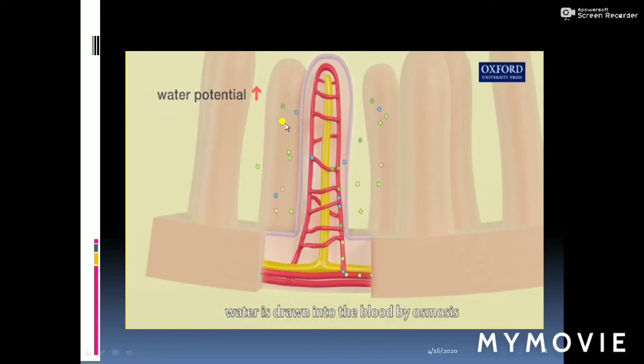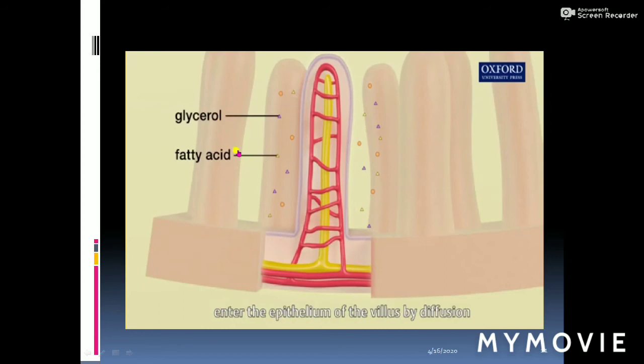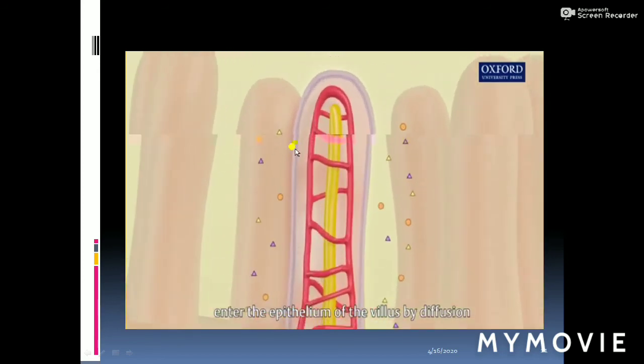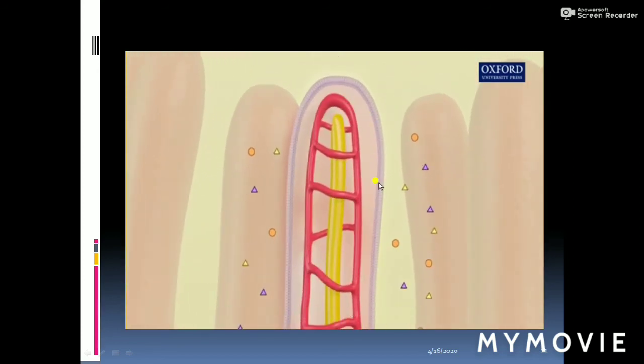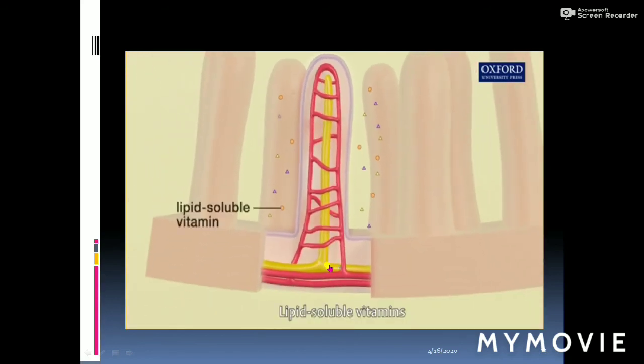Water-soluble food molecules such as monosaccharides, amino acids and minerals, as well as water-soluble vitamins such as vitamin C, are absorbed through the walls of the villi into the capillaries by diffusion and active transport. As the absorption of digested food into the blood increases the water potential of the content in the ileum, water is drawn into the blood by osmosis.